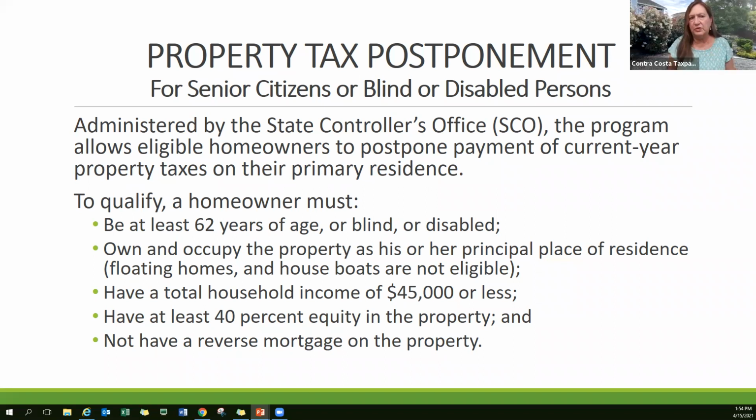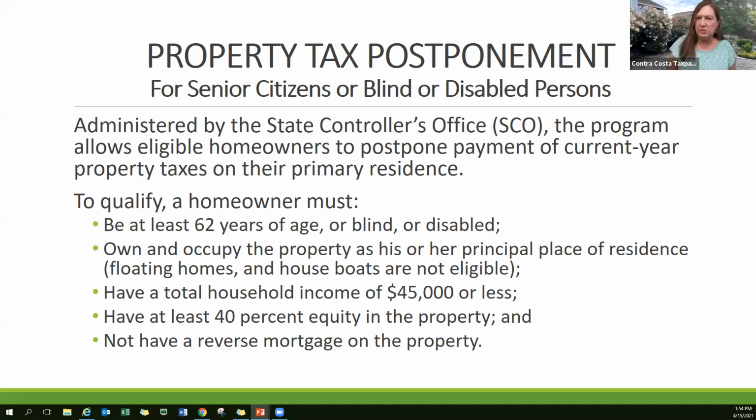Louis, is there a fee to postpone your property tax, assuming a person would qualify? There is not, well, the state will charge a 5% interest. Okay. They do file a lien against the property. Okay, thank you. Yes.